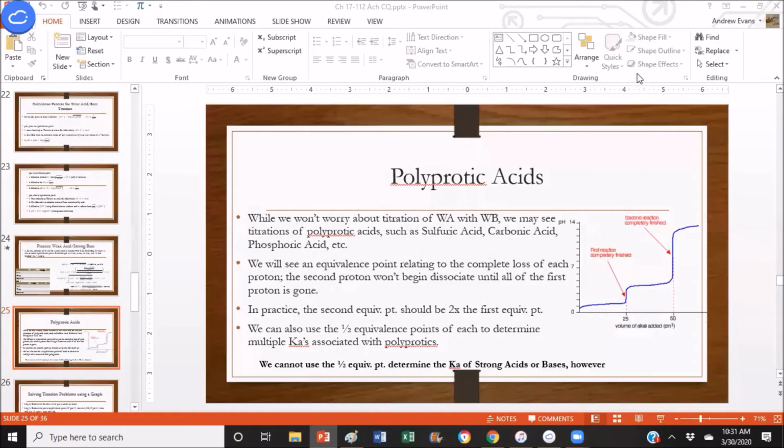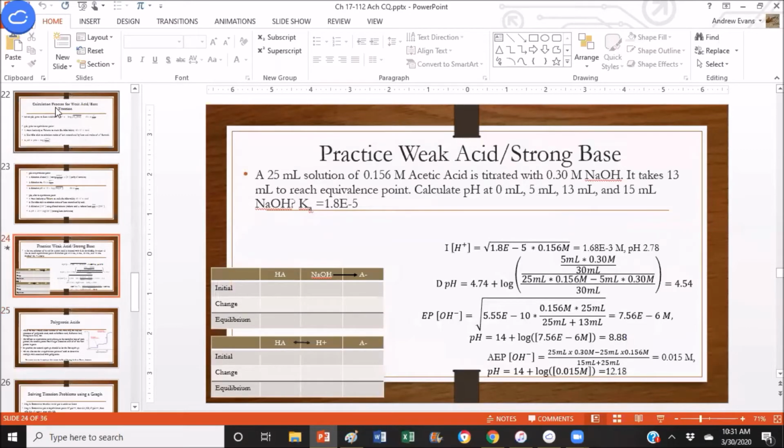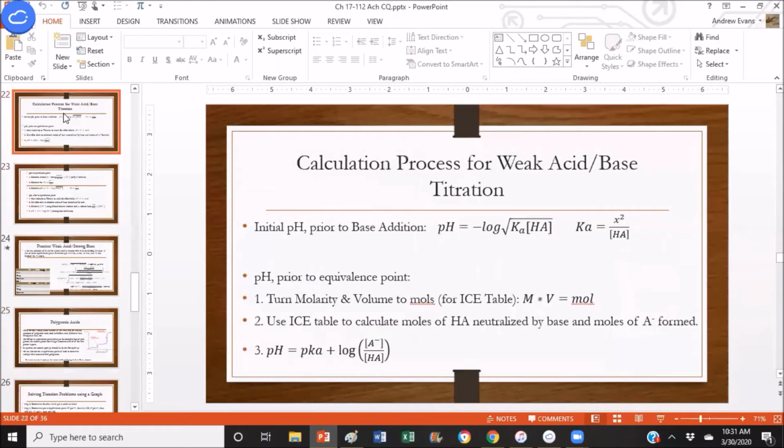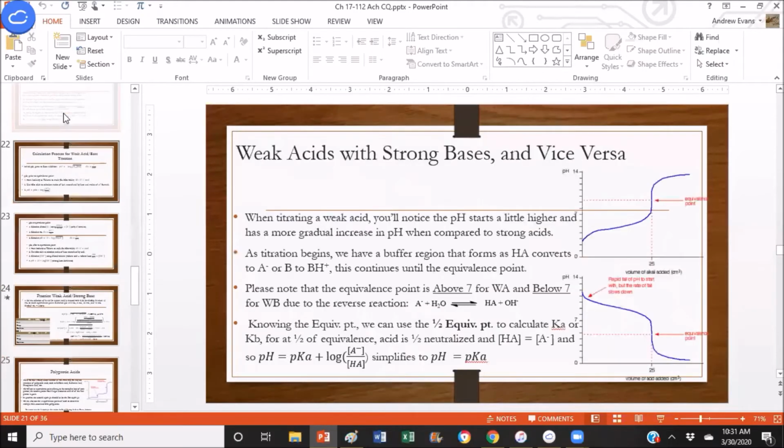Okay, can you repeat one more time from the last meeting what we're not doing? We are definitely not doing any weak acid strong base or weak base strong acid titration calculations.